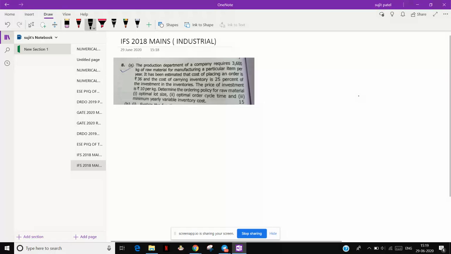So what the question is: the production department of a company requires 3600 kg of raw material for manufacturing a particular item per year. So that means first we write down the given data. The demand is given as 3600 kg per year.